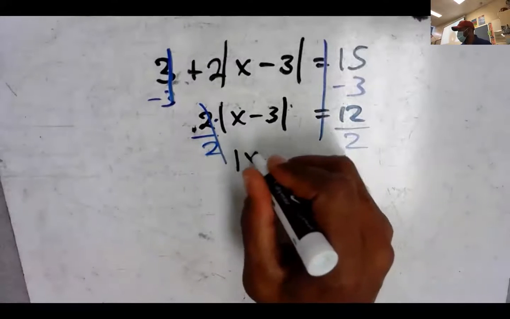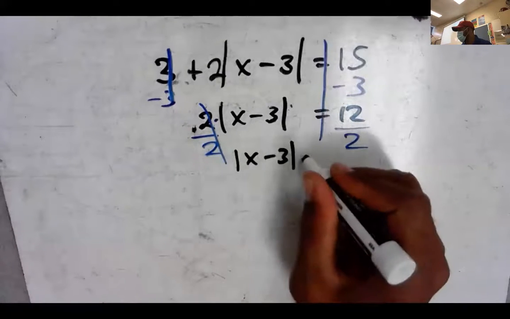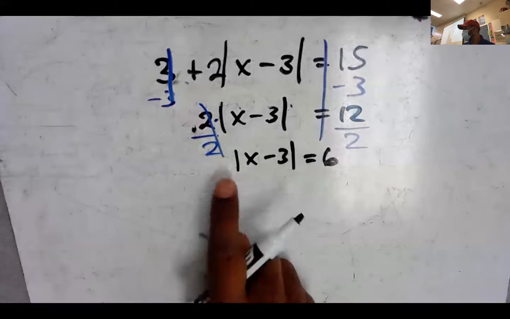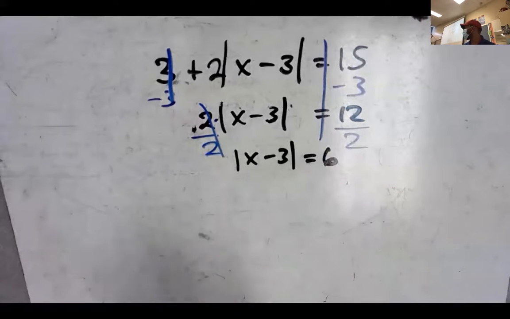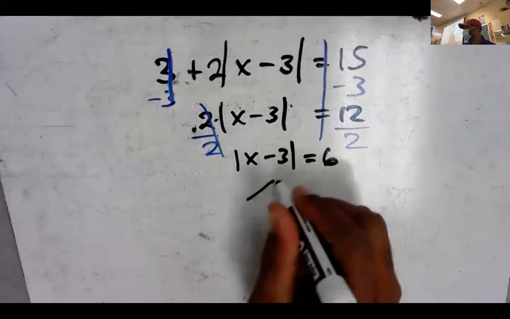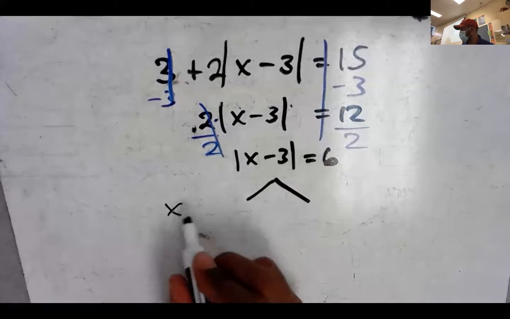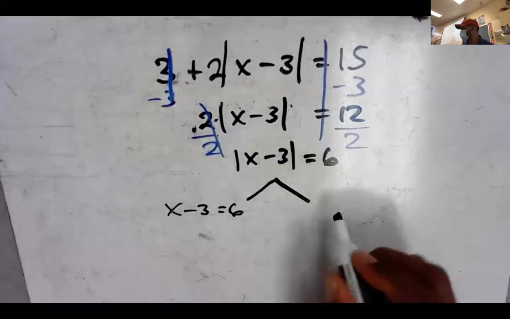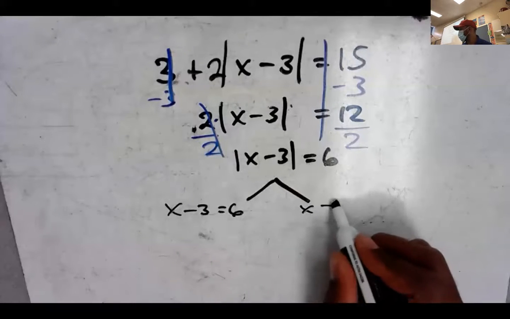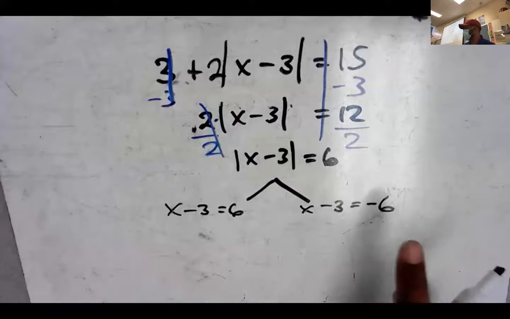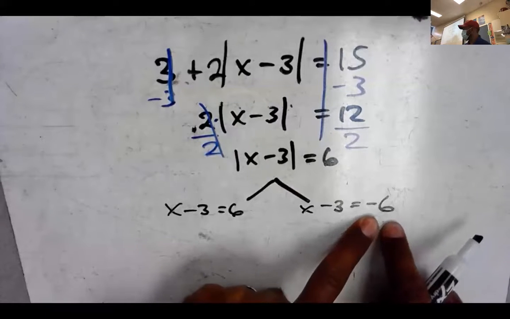Now I have the absolute value of x minus 3 equals 6. No number to the left, no number on the right, so now we can split. First equation, x minus 3 equals 6. Second equation, x minus 3 equals -6. Because remember, always make that second one negative.